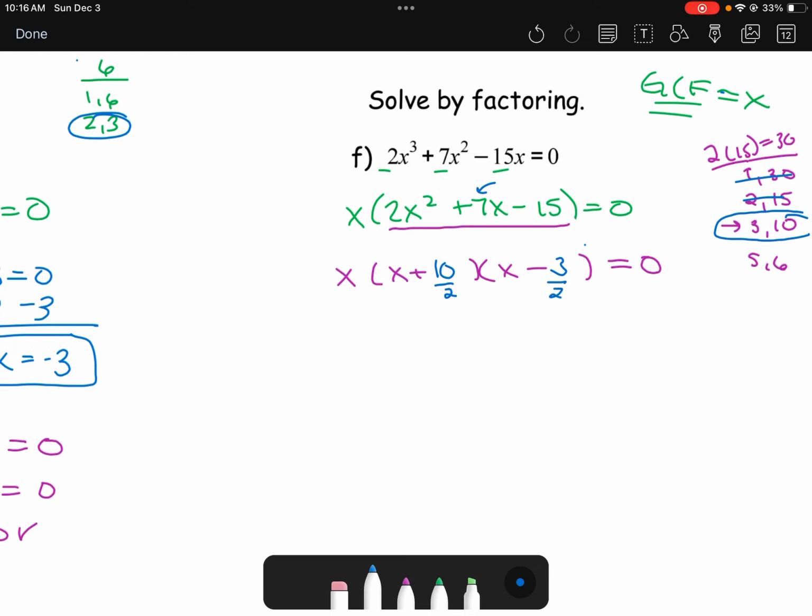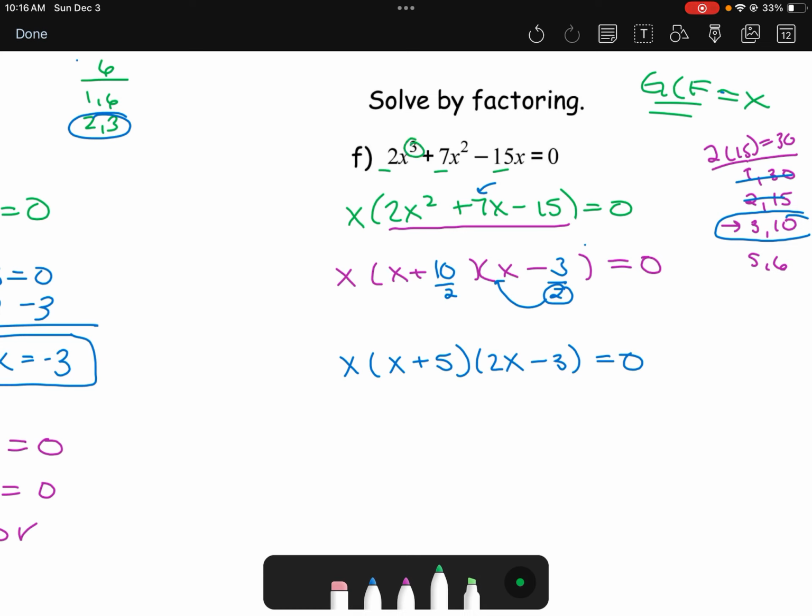Okay, so now let's go ahead and simplify that. So that, remember, your GCF you just bring down. 10 divided by 2 is 5, so we have x plus 5. 3 divided by 2, now that doesn't give you a whole number, so this is where we bring the bottom up, and we have 2x minus 3. Okay, so now it's properly factored, and now I can set them each to 0.